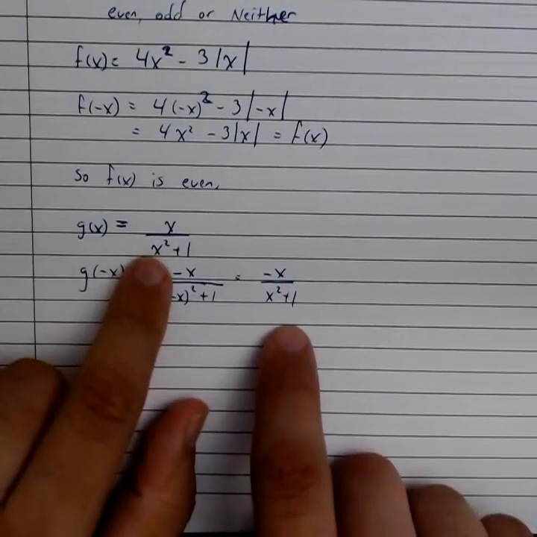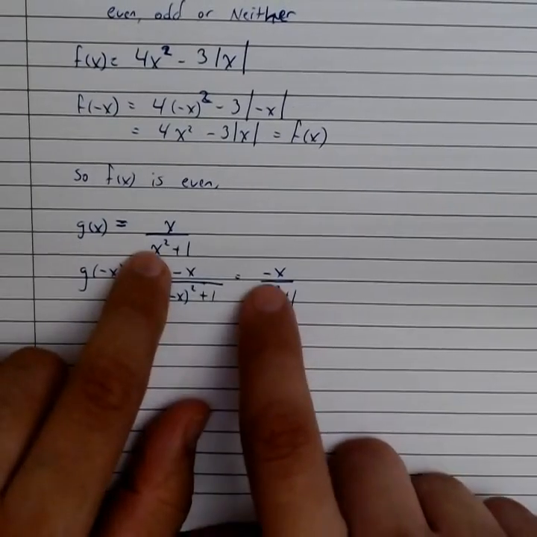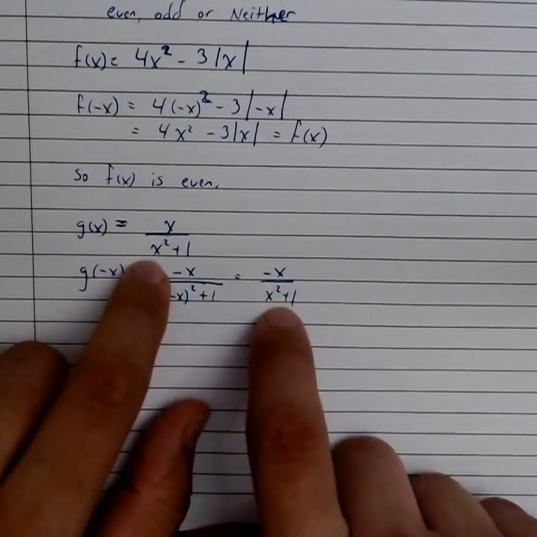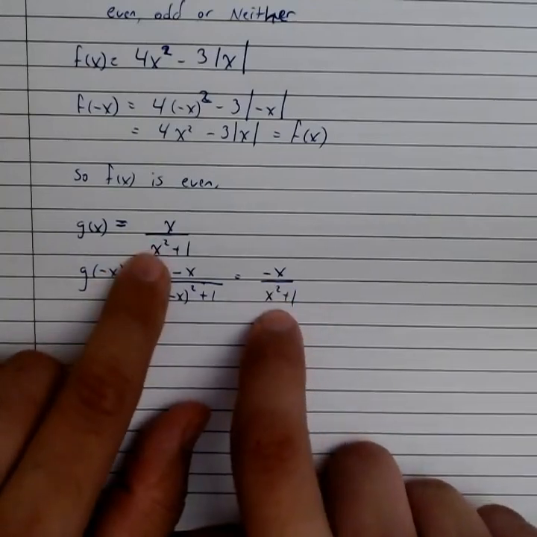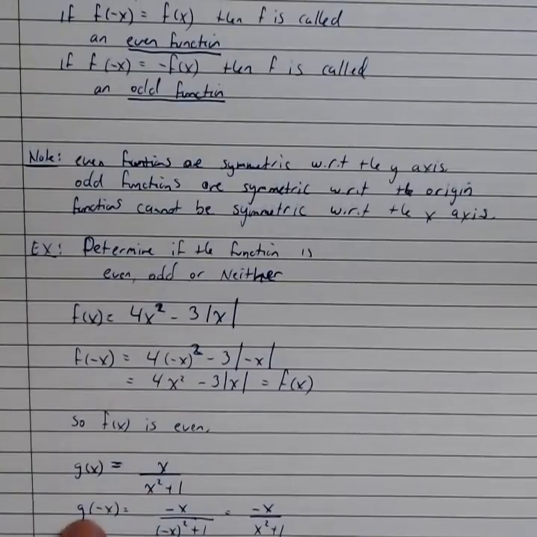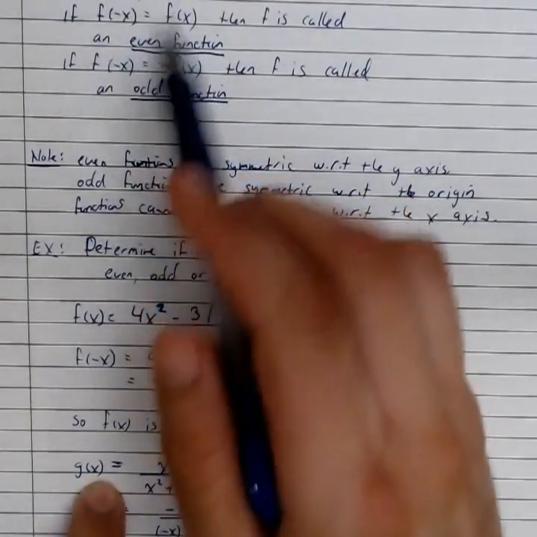Notice that that's not the same as my original function, right? It's a little bit different. Okay, so if it's a little bit different, that means it's not the same. So g of minus x is not the same as g of x. So it's not going to be even.